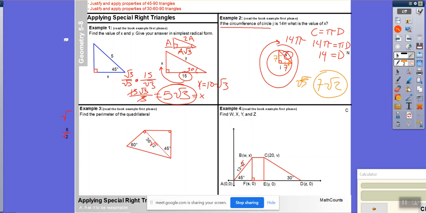So for problem 3, we're trying to find the perimeter of the quadrilateral. And the quadrilateral is made up of, oh look, a 30-60 right triangle and a 45 right triangle.